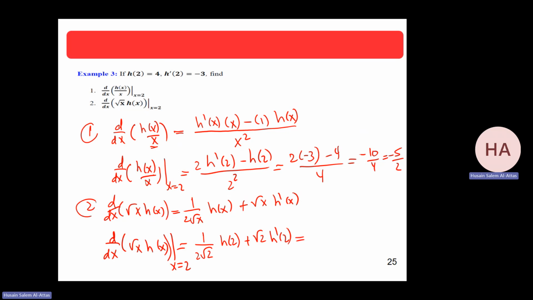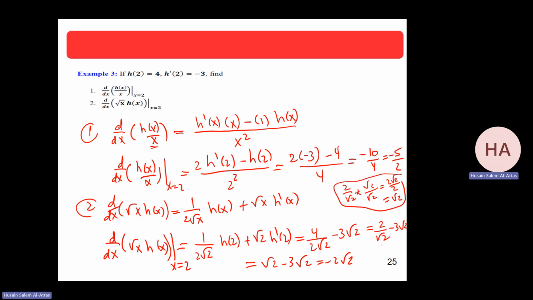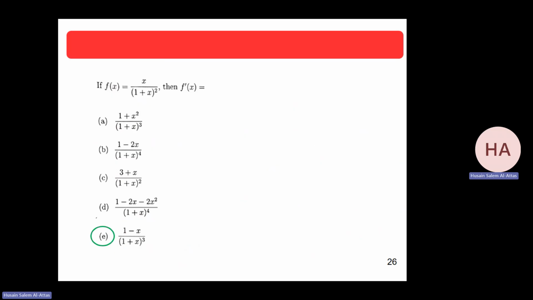What's h at 2? 4. So I have 4 over 2 root 2 plus or minus 3 root 2. This will be 2 over root 2 minus 3 root 2. Or I can simplify this one. No, it is 2 over root 2, that will be 2 root 2 over 2, which is root 2. So that will be root 2 minus 3 root 2, which is minus 2 root 2. I do rationalizing. The calculation, do it the way you like.